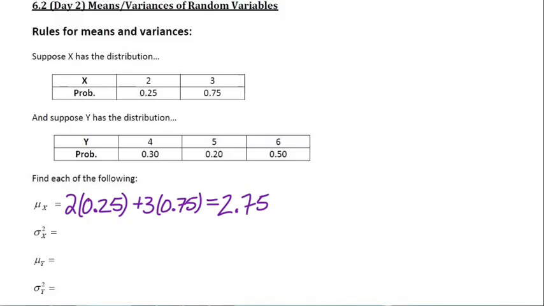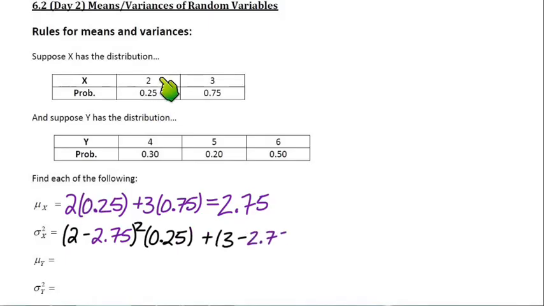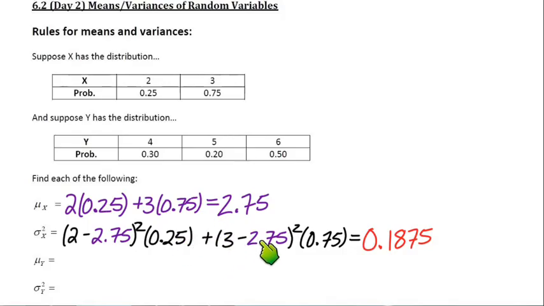So it's everything involved with finding the standard deviation, except we just don't take the square root of it at the end. So let's start with 2 minus the mean, square it, times its probability, and the same thing for 3. Subtract the mean, so on and so forth. And our variance would be 0.1875. So just as a reminder, variance is still a measure of spread. We don't square root this one, right? If we square root it, it turns into standard deviation.